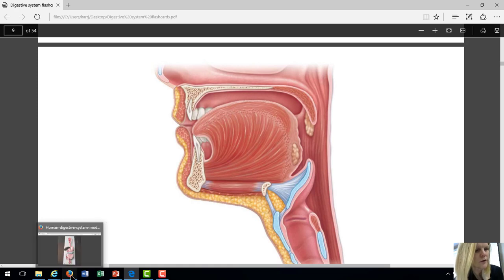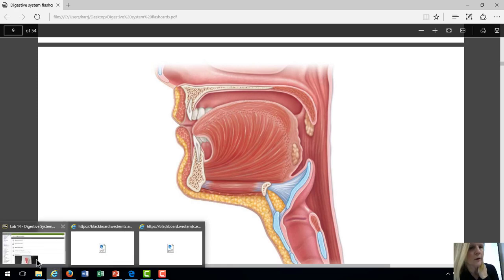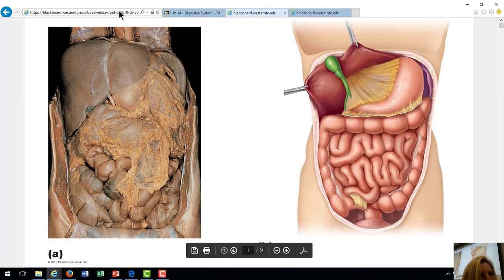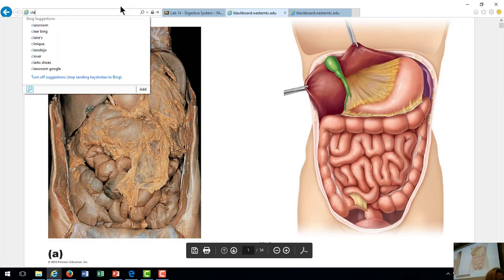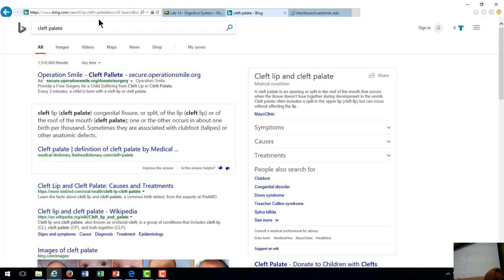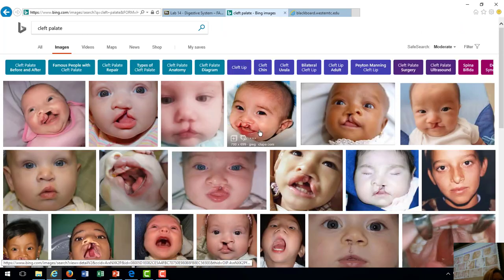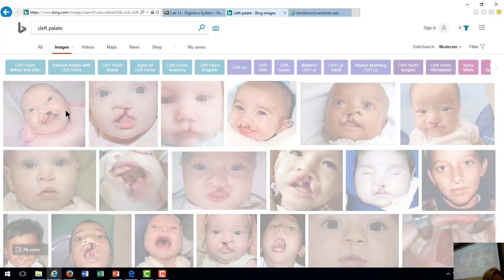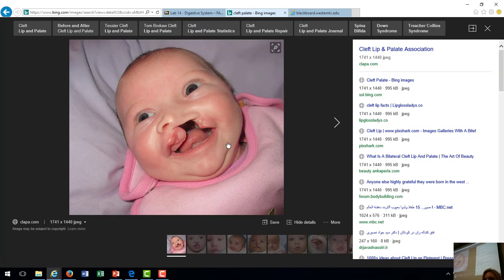It's important to understand that, because you're going to hear of people, or you may even know of people that have cleft palate. Maybe you've seen what they look like after it's been repaired, but this is what it looks like when they are babies before they have the surgery. That hard palate never formed. So the oral cavity and the nasal cavity are combined.